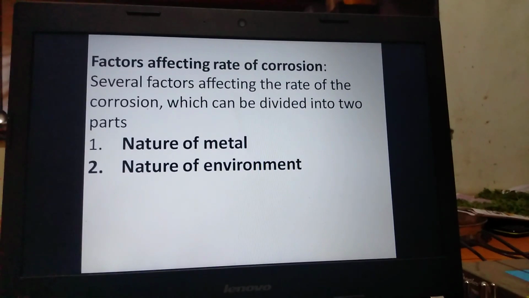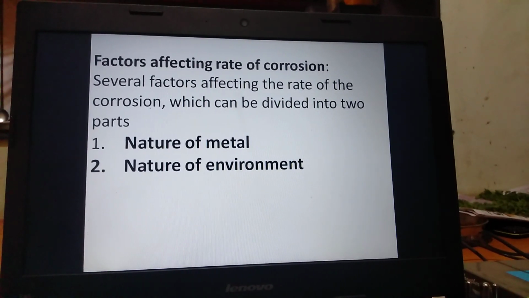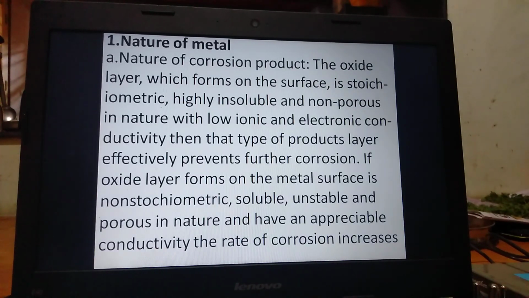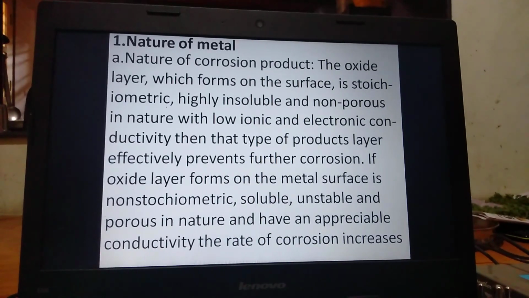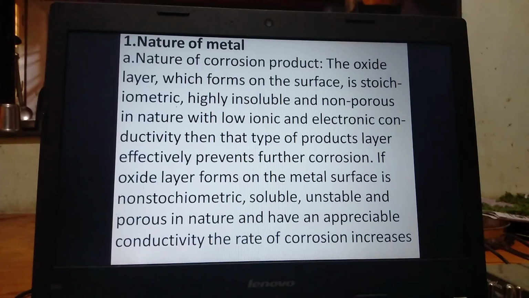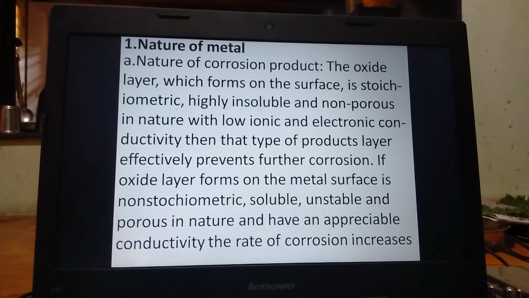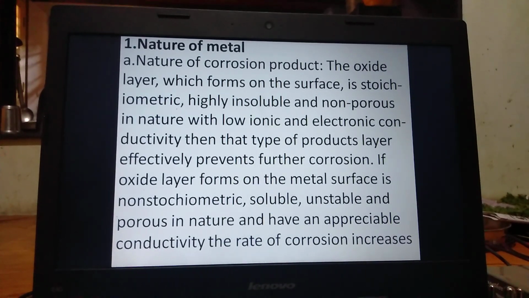It is the nature of the metal and the nature of the environment. Nature of the metal: under this factor, we have factor number 1, the nature of the corrosion product. The corrosion product is usually the oxide of the metal, which forms a layer on the metallic surface. The oxide layer determines the corrosion rate.